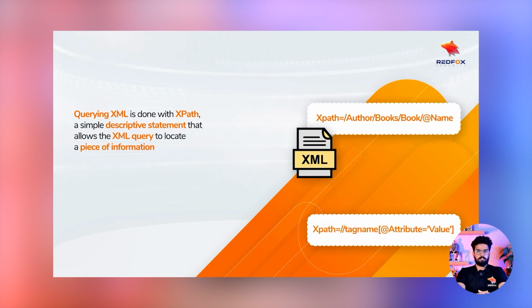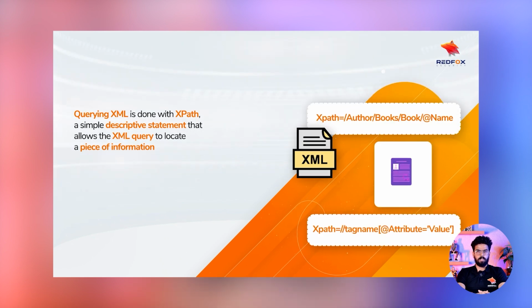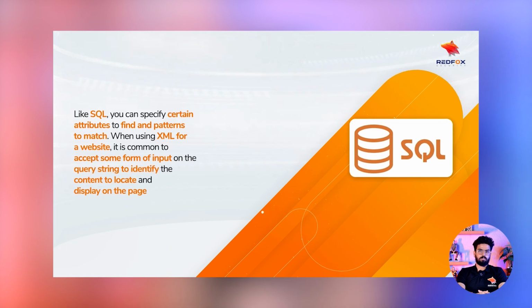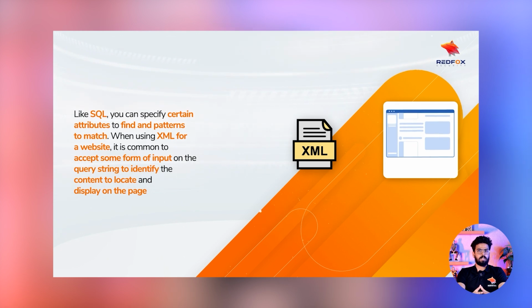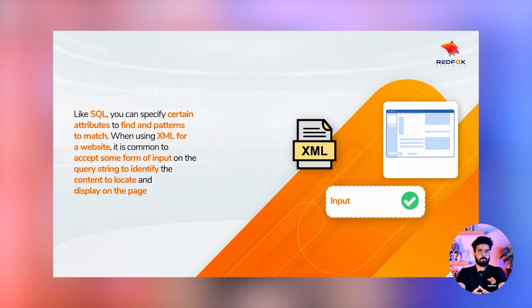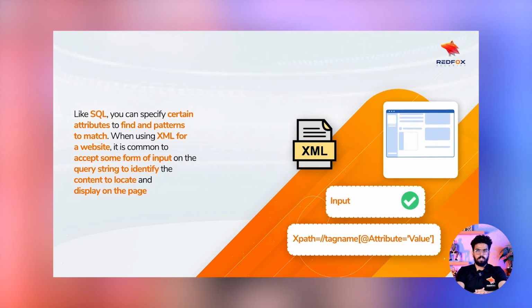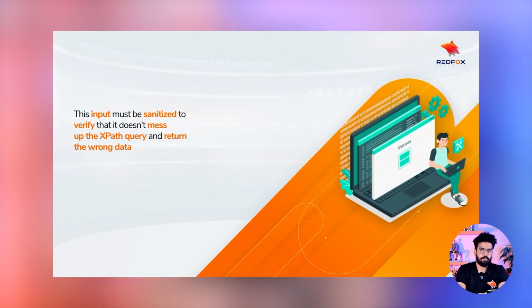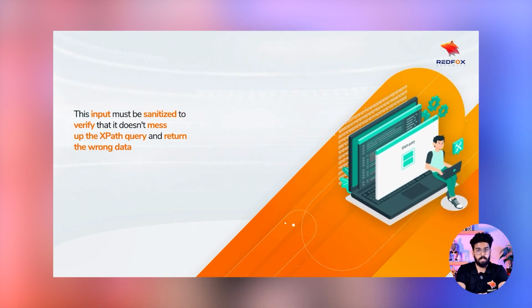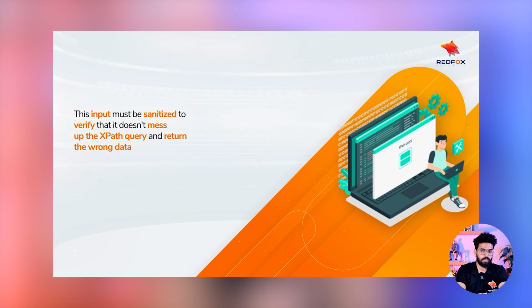Querying XML is done with XPath, a simple descriptive statement that allows the XML query to locate a piece of information. Like SQL, you can specify certain attributes to find and patterns to match. When using XML for a website, it is common to accept some form of input on the query string to identify the content to locate and display on the page. The input must be sanitized to verify that it doesn't mess up the XPath query and return the wrong data.